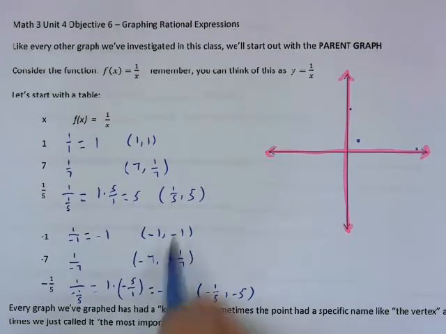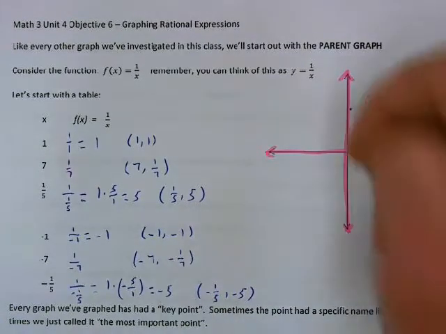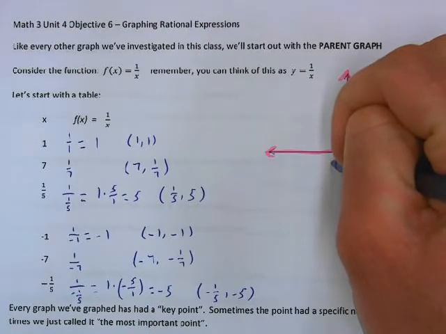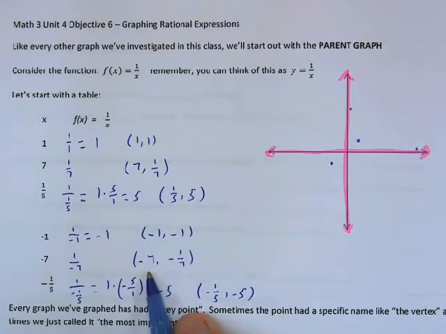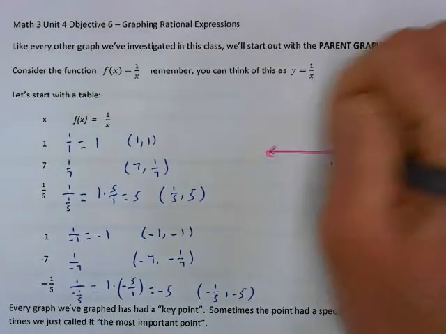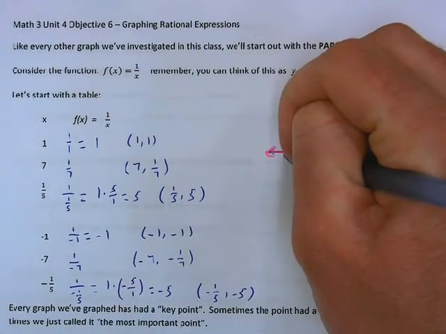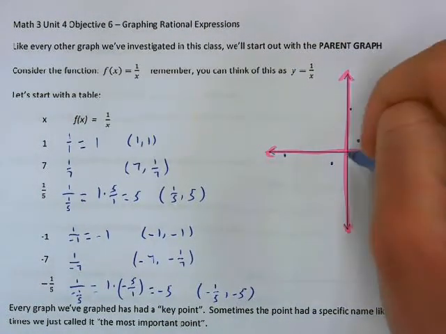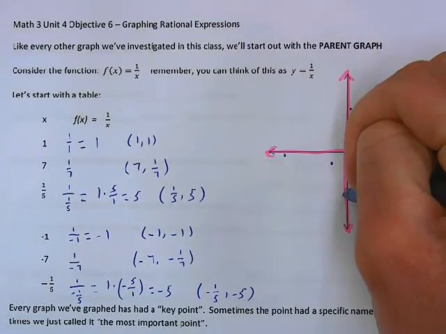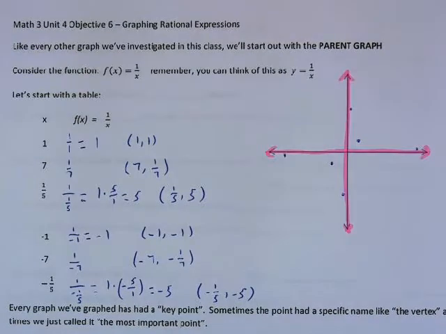And then if we plot these points, we get negative 1, comma 1. It's going to be right about here. Negative 7, comma 1/7. So back 7, down a tiny bit. It's going to be right about there. And then negative 1/5, comma negative 5. So over to the left a tiny bit and down 5 is going to be, I don't know, somewhere about there. Okay, so we got these two sets of points.